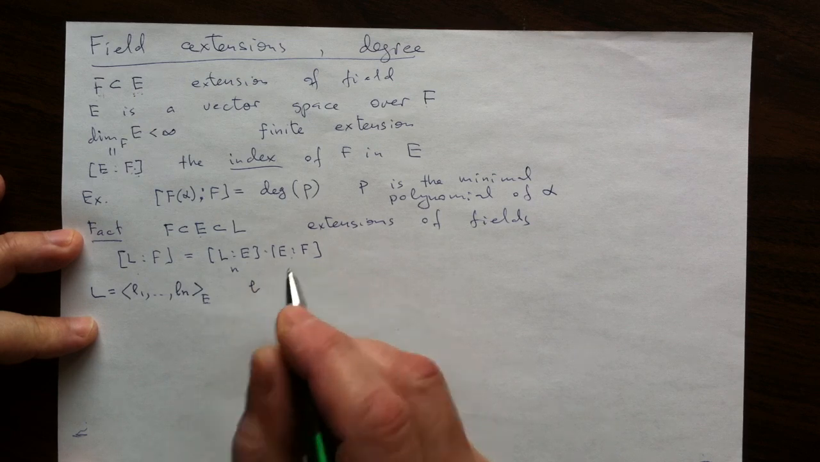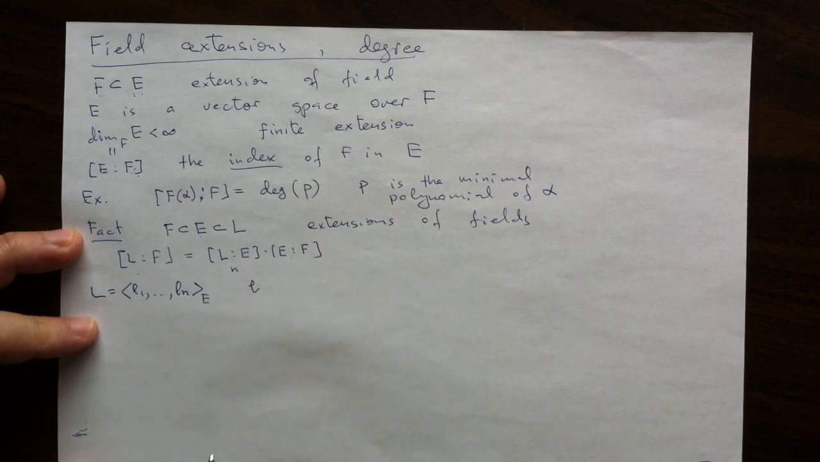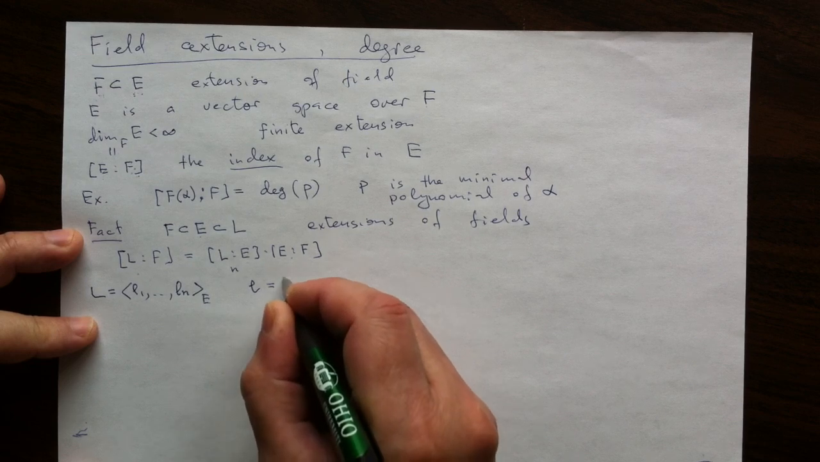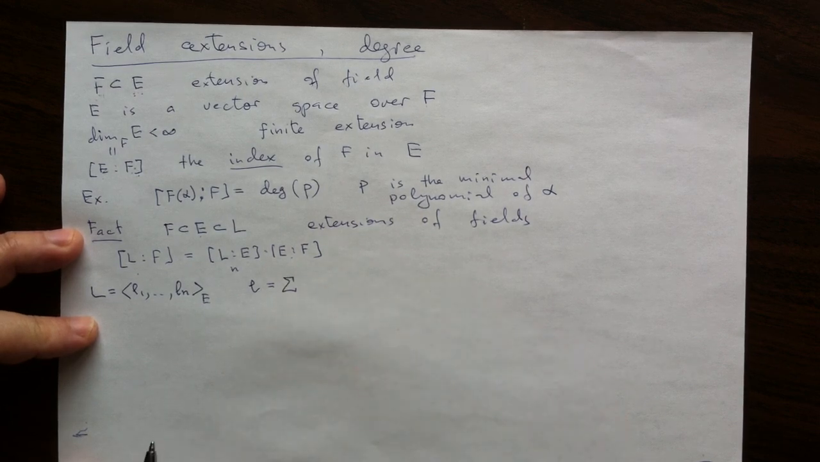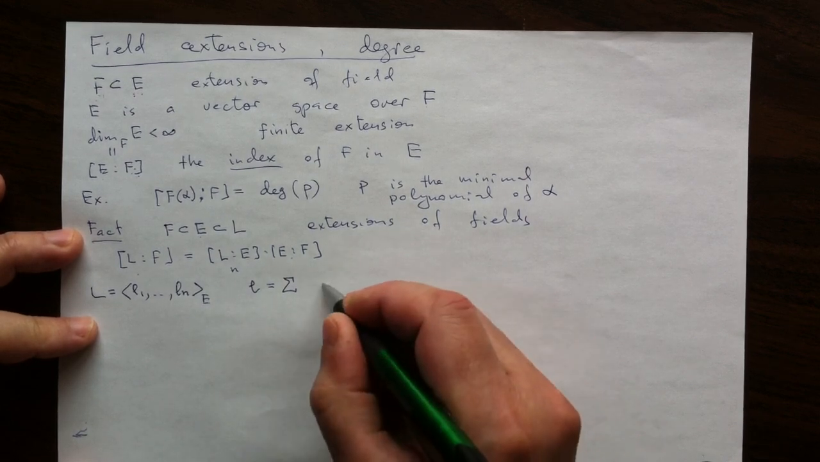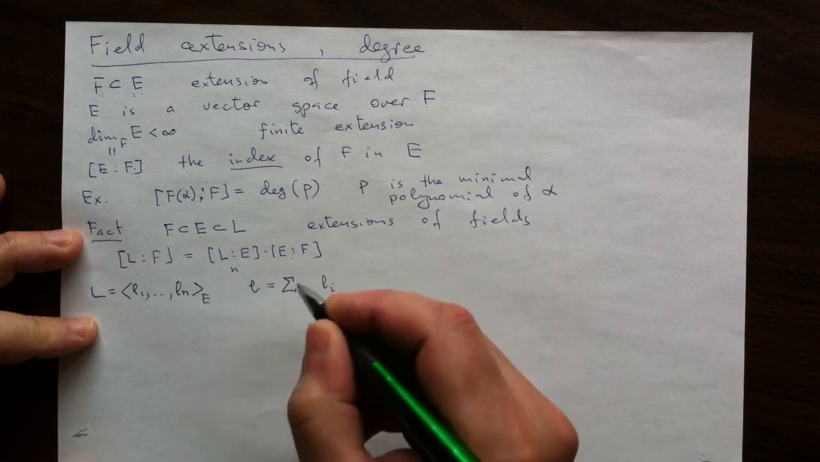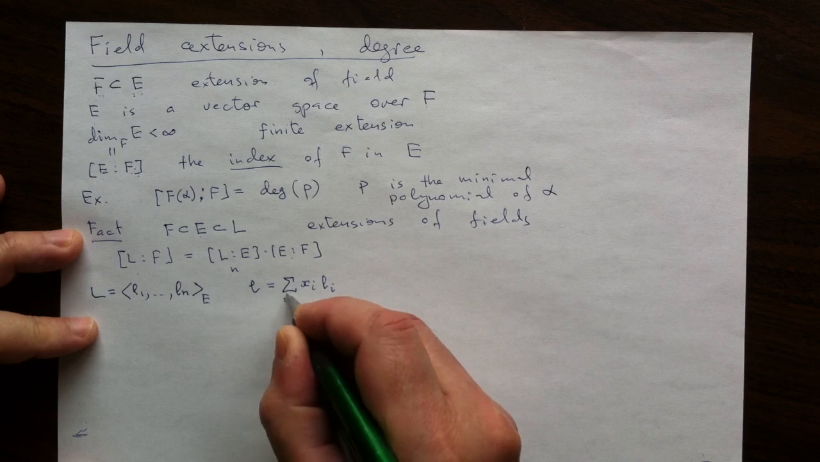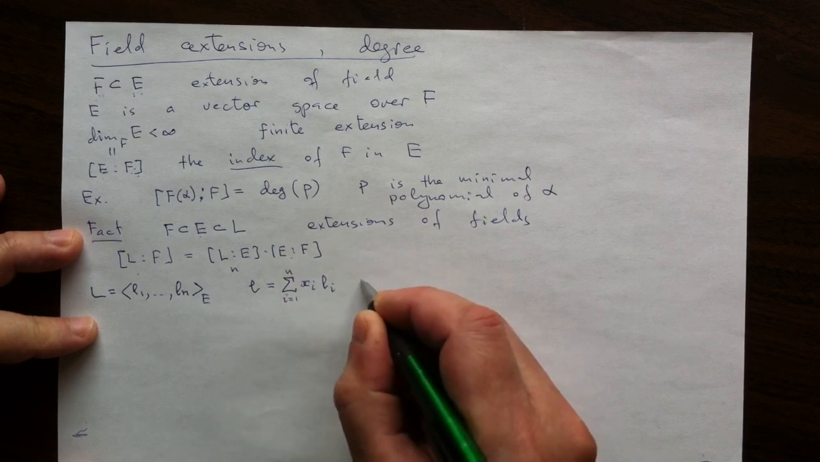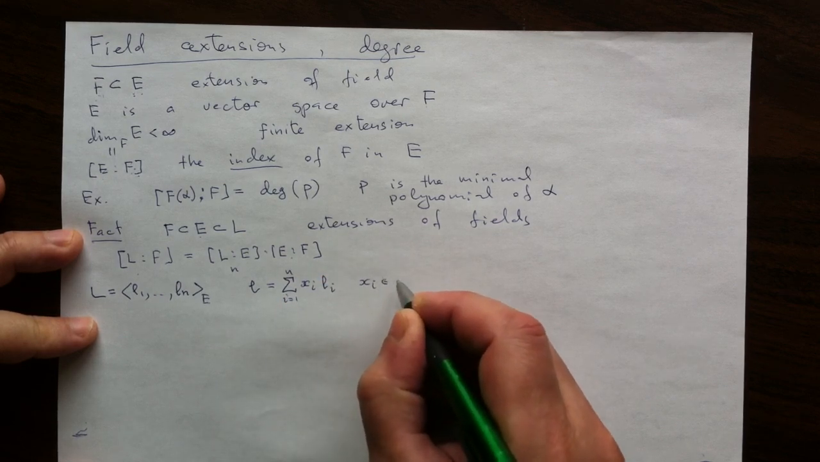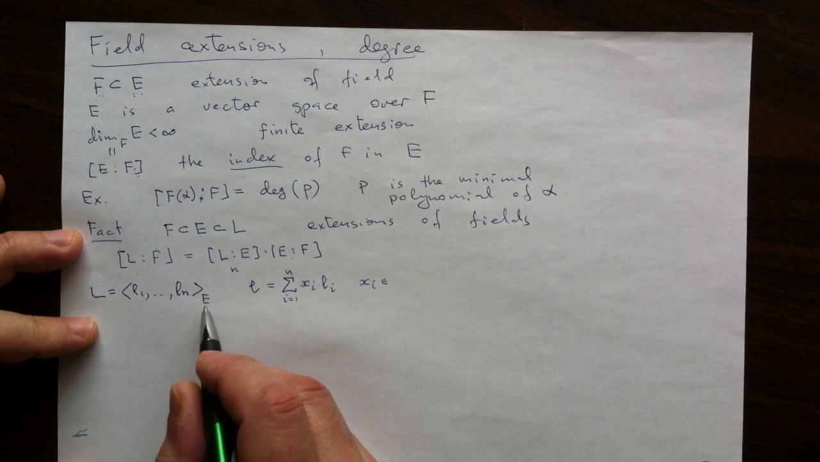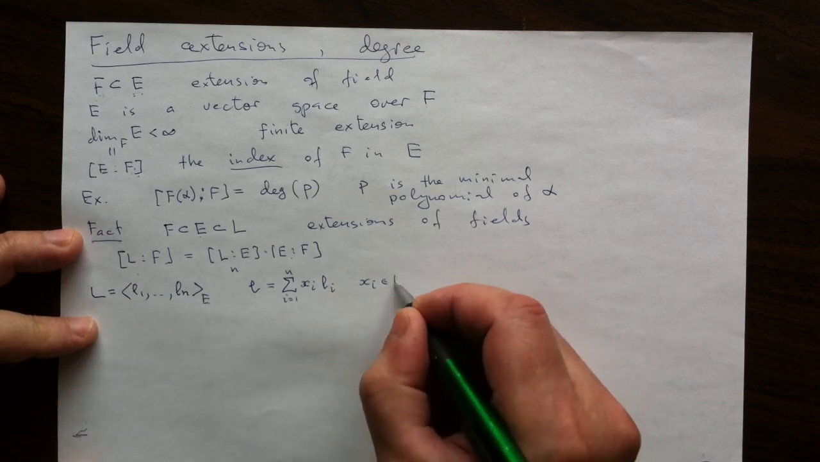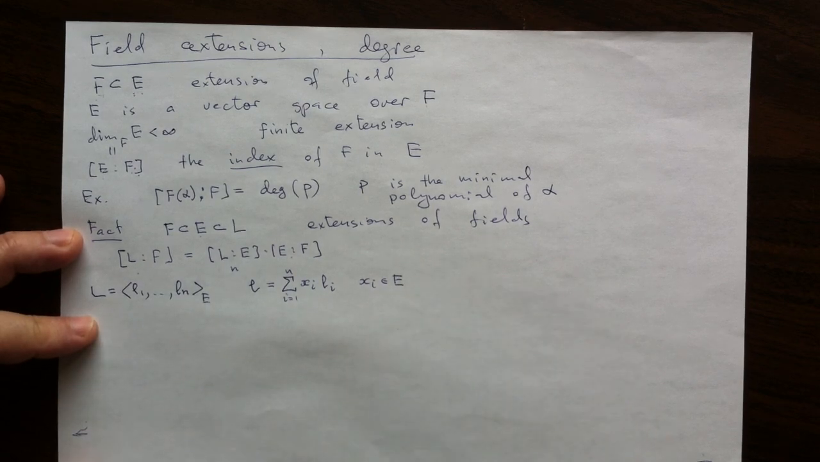So any vector from this vector space L is uniquely writable as a linear combination of vectors Li, with some coefficients in order here, xi I will call them. So these xi's are scalars for this vector space, so they are elements in E.